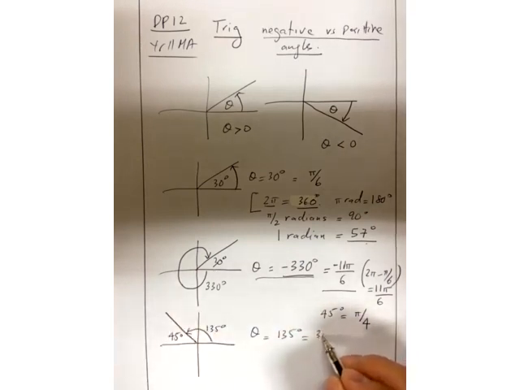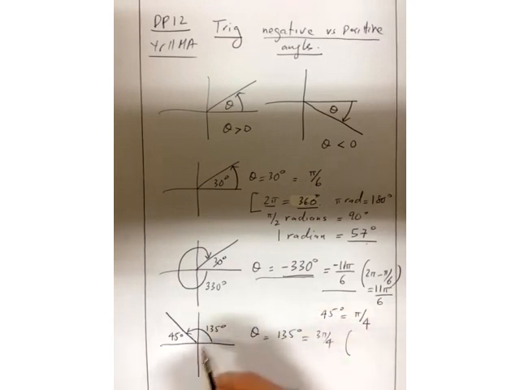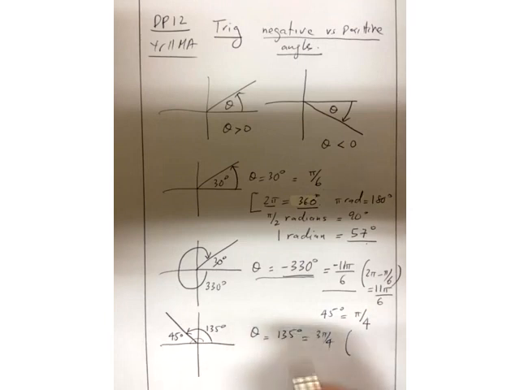How do I know that? Because the whole thing is pi, that's 180 degrees. Take away pi on 4, which is 45 degrees, and you get 3 pi on 4 radians, or 135 degrees. Same, looking at it from another way.